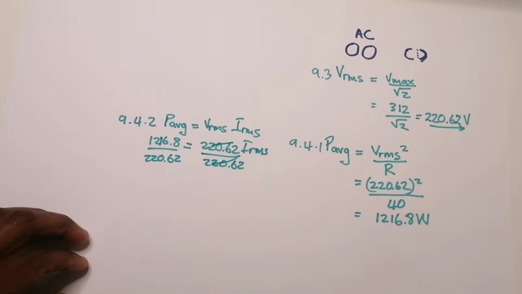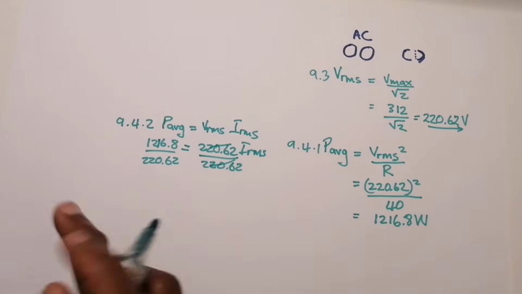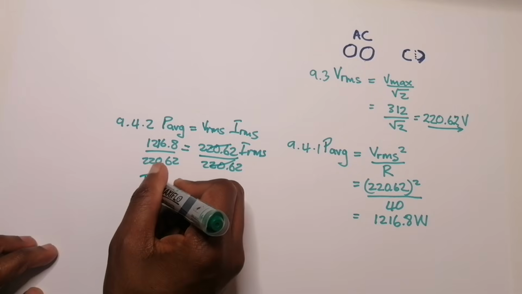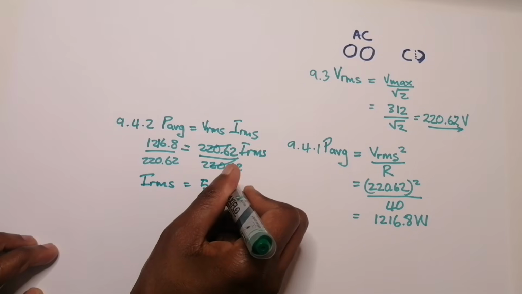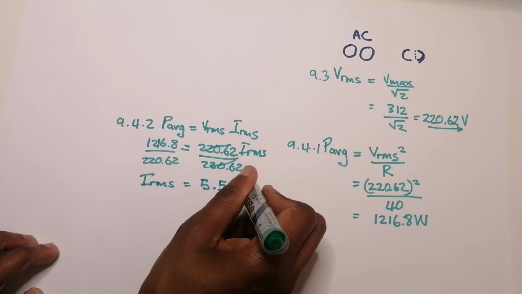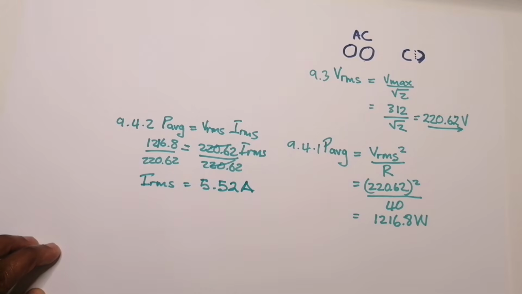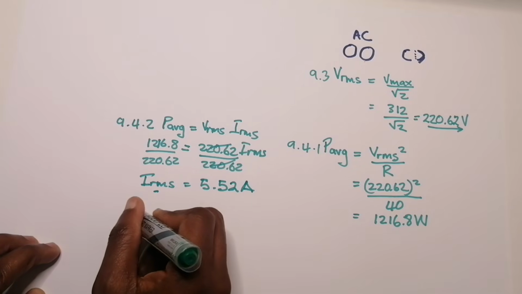Divide by 220.62, and I get a current value. So my I RMS value would be equal to 5.515, or let's say 5.52 amperes. Remember that current is measured in amperes, right? But they didn't ask for I RMS. What did they want? They wanted maximum.